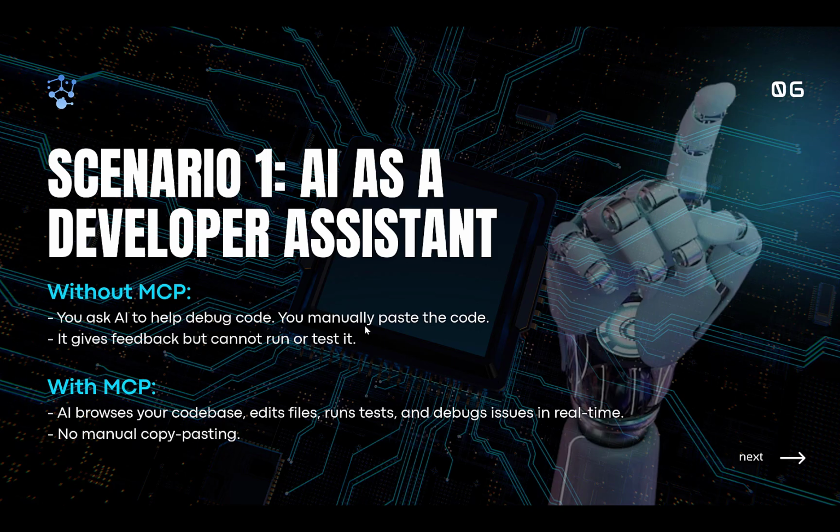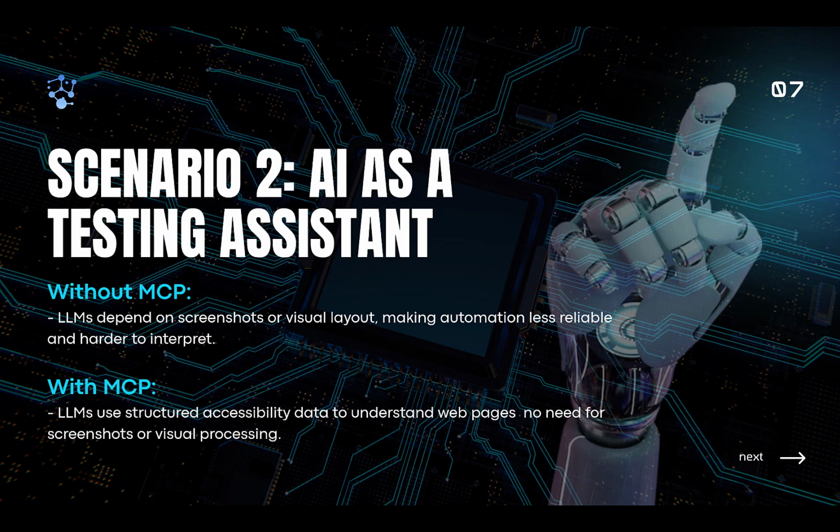Now let's discuss the second scenario in terms of software testing. Just like the development assistant, AI will also be acting as an assistant for the software testing team. So without MCP, LLMs depend on screenshots or the visual layout, making automation less reliable and harder to interpret. Again, the LLM doesn't have access to the files. The LLM doesn't know how to update the code.